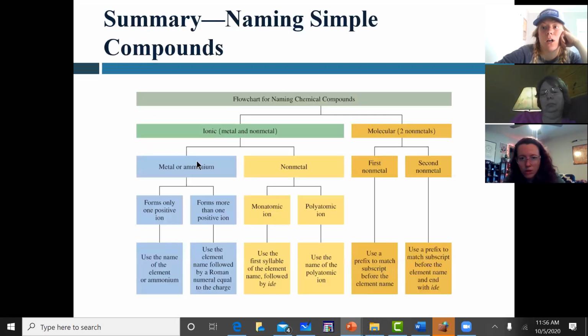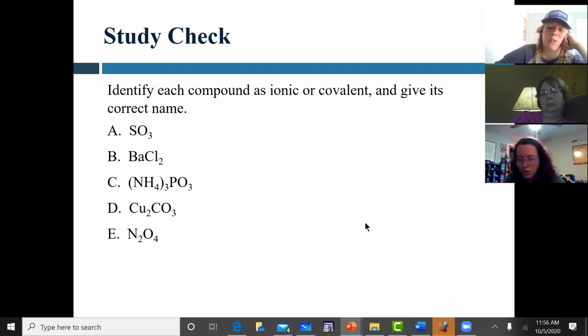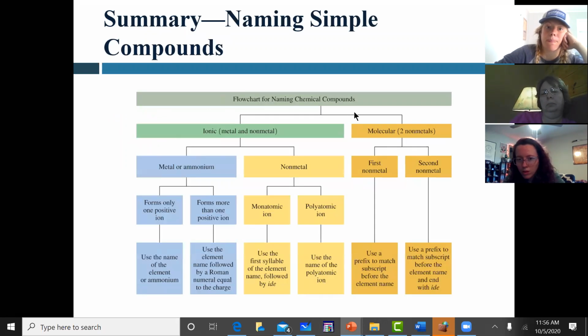So here's a flow chart that sort of compiles everything. If it's ionic, if it's molecular, these are the paths you take. If it's ionic, are you dealing with a metal or ammonium? Are you dealing with a metal and a nonmetal? Are you dealing with a metal with one positive ion or multiple positive ions, using Roman numerals? If there is a polyatomic ion, what do you do? And then if it's two nonmetals.